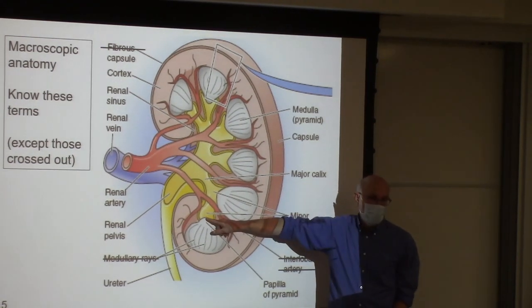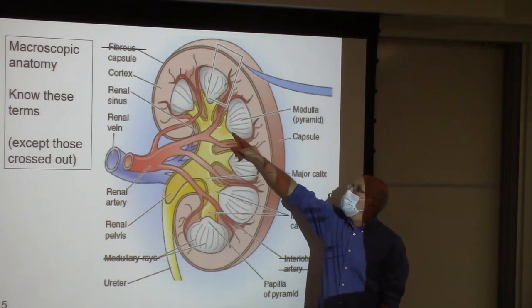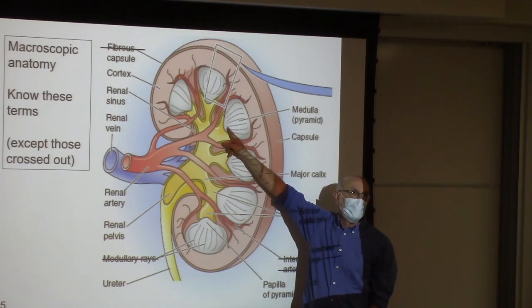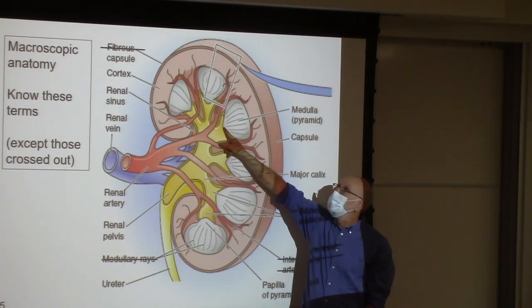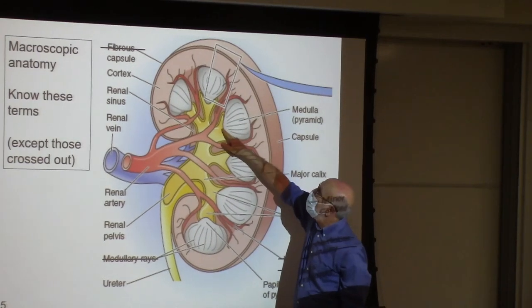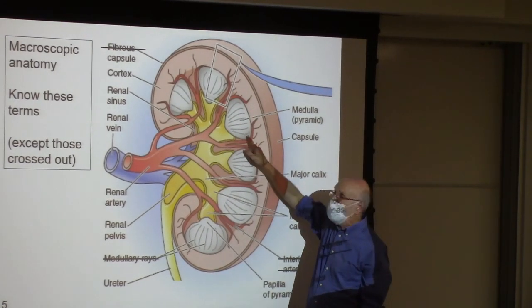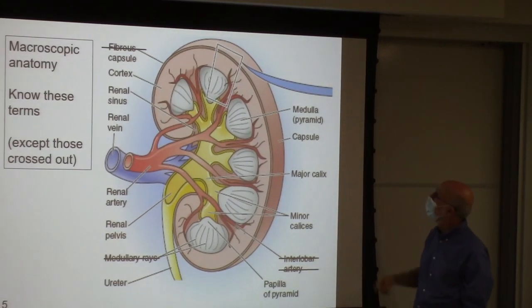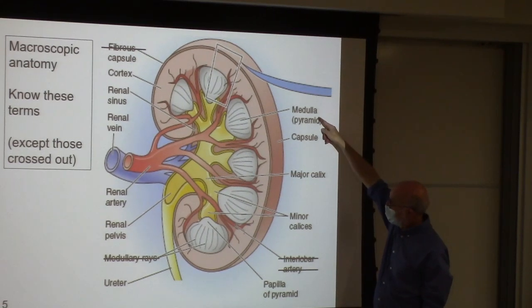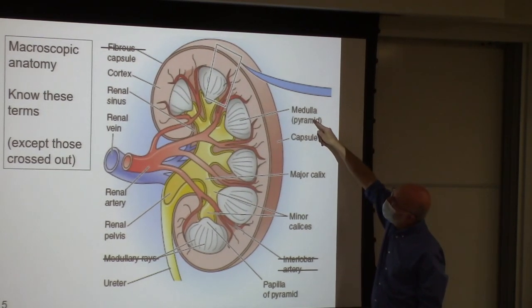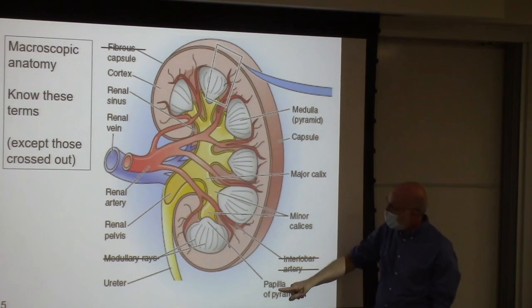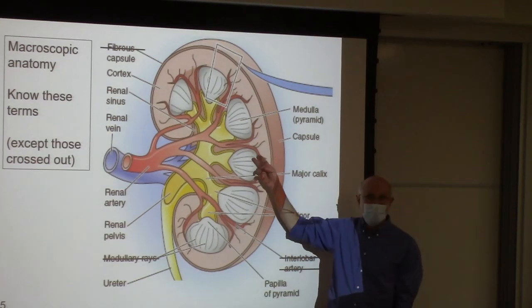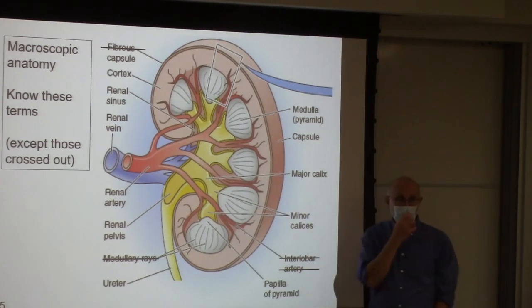The tip of the pyramid is a little nipple, and so it's called the papilla, which is nipple in Latin. So this is the papilla of this pyramid, and this is the papilla of this pyramid. Pyramids in the medulla, and papillas are the nipples that are innermost on each pyramid. We're going to be reinforcing this in the lab.